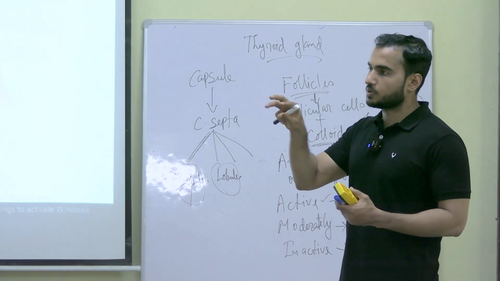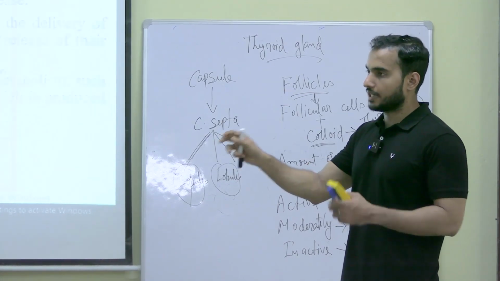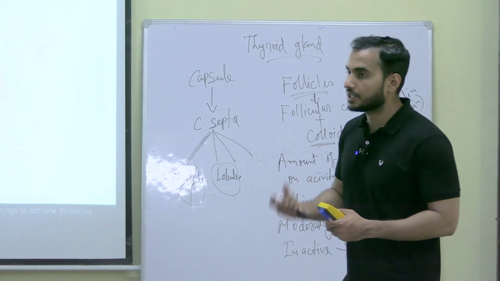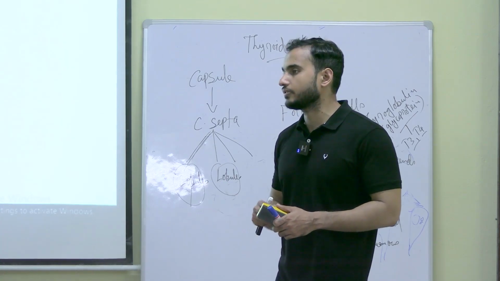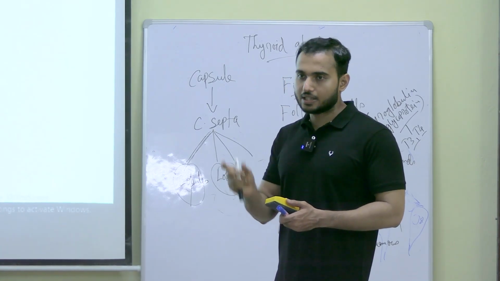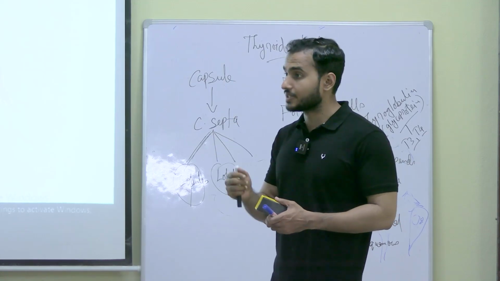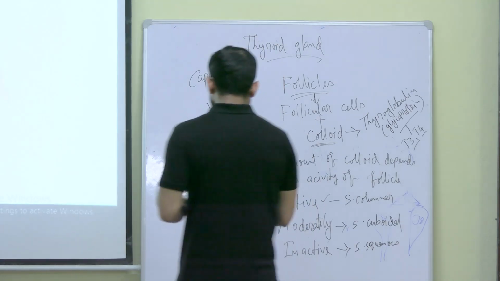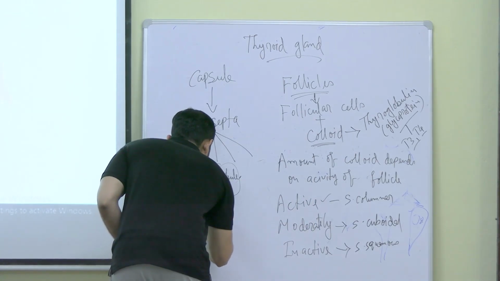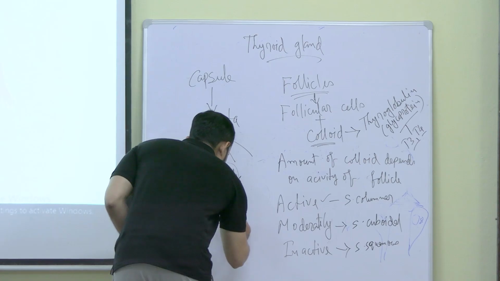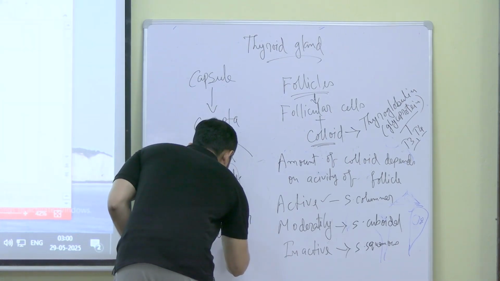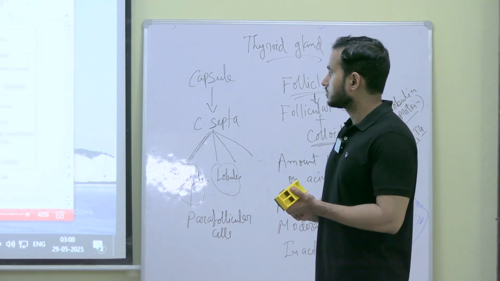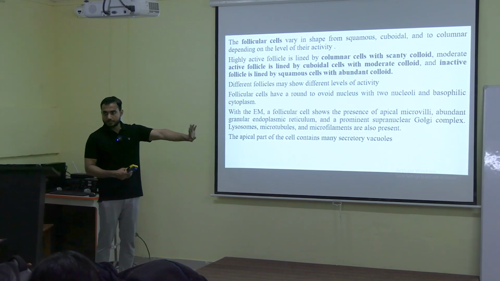Next, suppose one follicle is there and another follicle is there. In between two follicles, the interfollicular space is present. Now, what is situated in the interfollicular space? Yes, blood vessels, nerves, lymphatics, all those things are present. Apart from this, specialized cells are present, and these are called parafollicular cells.